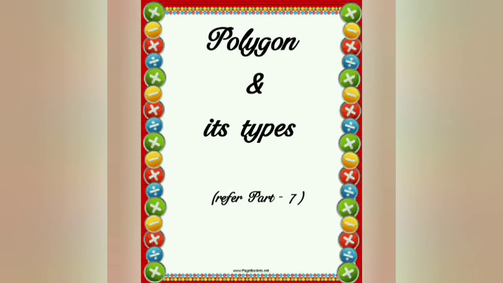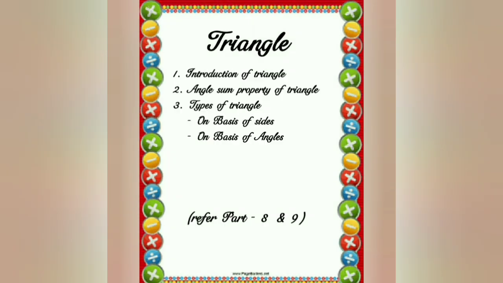After that, we have studied polygons and their types. For revising it, you can refer to part 7. After that, we have studied triangles, in which we have covered the introduction of triangle, angle sum property of triangle, and types of triangle on the basis of sides and on the basis of angles. For revising this, you can refer to parts 8 and 9.